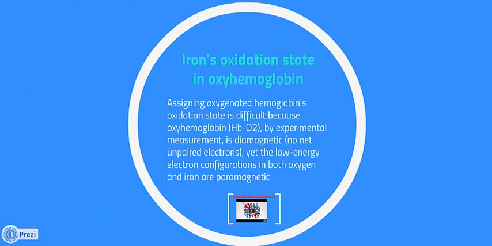Iron's oxidation state in oxyhemoglobin. Assigning oxygenated hemoglobin's oxidation state is difficult because oxyhemoglobin (HbO2) by experimental measurement is diamagnetic, no net unpaired electrons. Yet the low energy electron configurations in both oxygen and iron are paramagnetic.